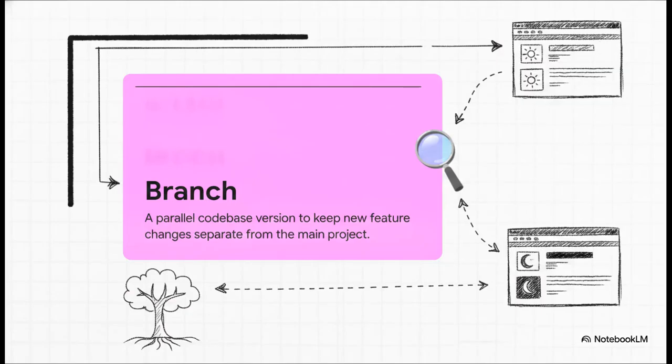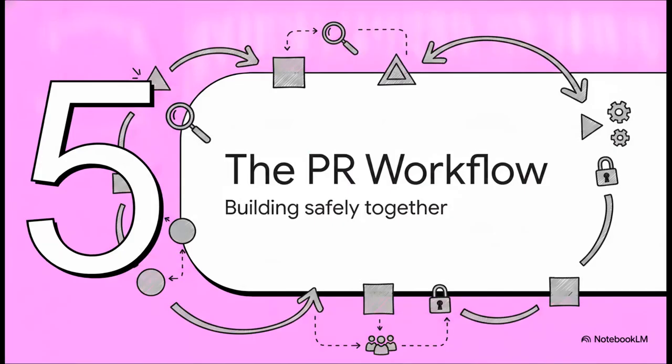Now, to collaborate on that global stage without stepping on each other's toes, we use branches. A branch is just a parallel version of your codebase. Say your teammate is fixing the homepage and you're building a brand new dark mode feature. You each create your own separate branch branching off the primary main project. This gives you a completely safe workspace to experiment, ensuring your shiny new code doesn't conflict with the stable main branch.